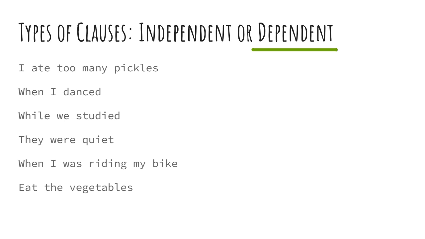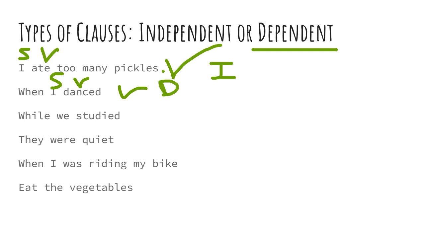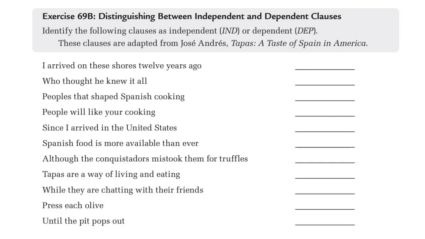So if you look at the first one, I ate too many pickles, subject verb clause. But can it stand alone? Yeah, it's a complete thought. So that would be independent. Whereas the second one, when I danced, well, it has a subject and verb, so I know it's a clause. But what happened when I danced? Did I feel happy? Did I fall down? I don't know. So I need to add something to it in order for it to be a complete thought, so it would be dependent. So then I would go through the rest of these examples, and then I would have my students do a practice on something like this.